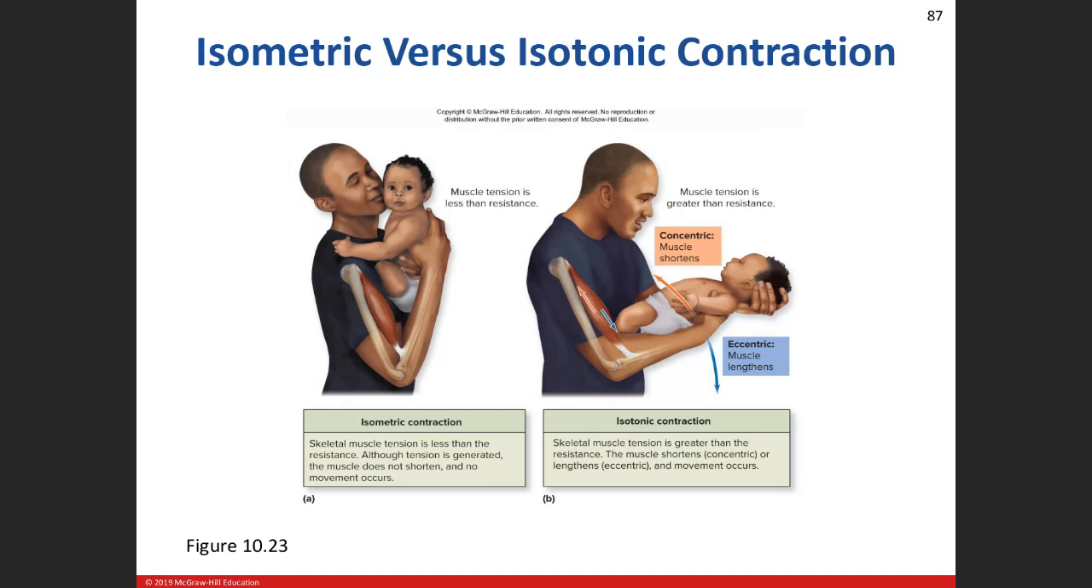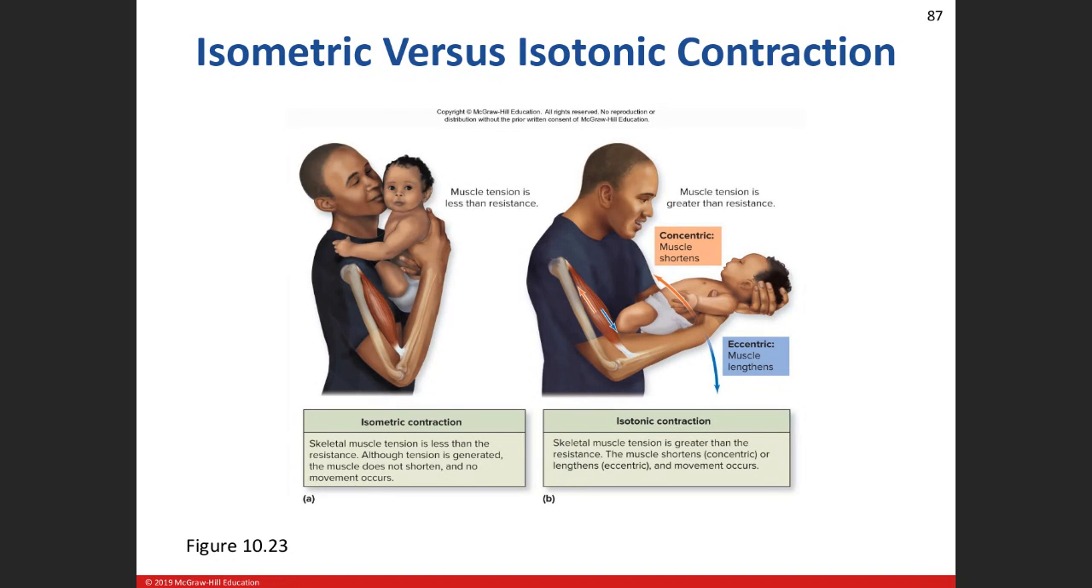So this picture here is showing you, right? This gentleman, as he's holding the baby up to his face here, okay, he's contracting his biceps brachii because he's holding the baby up to his face. No movement is occurring, right? So the muscle's contracting, right, but it's not enough to overcome the resistance of the weight of the baby.